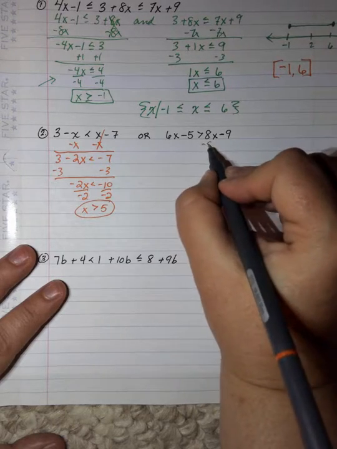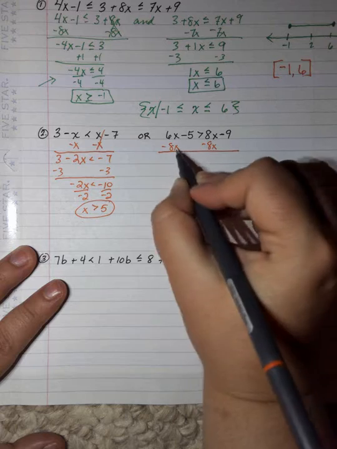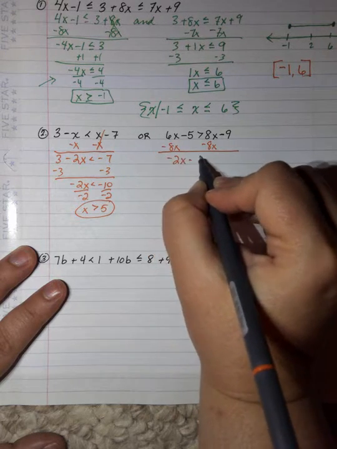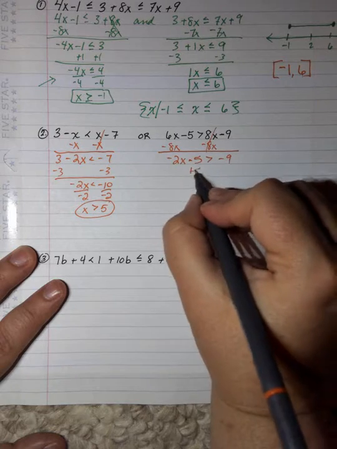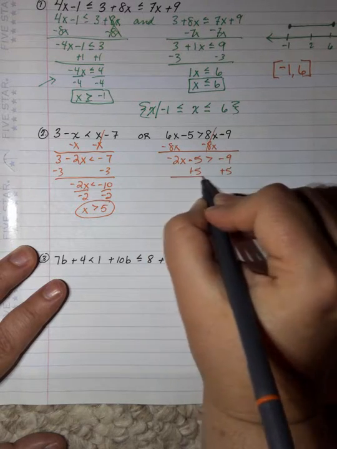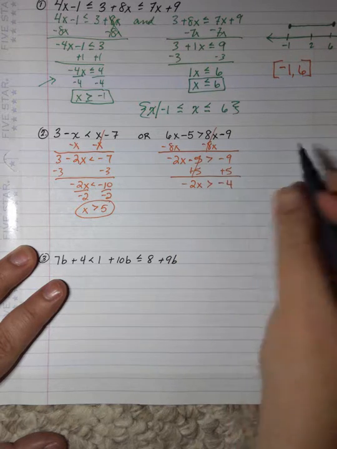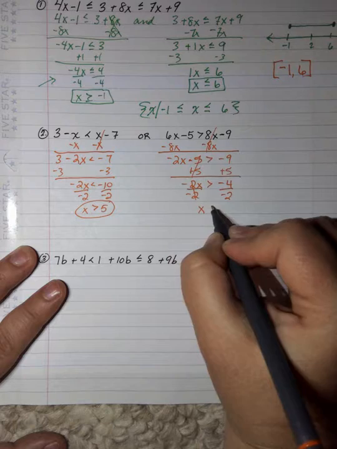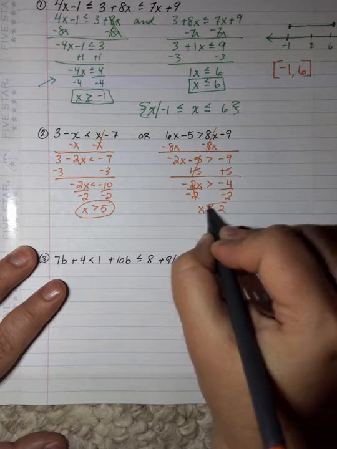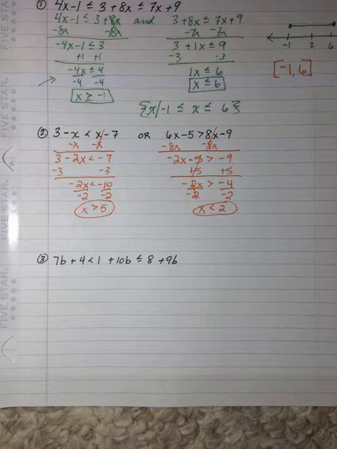Over here, again, subtract your 8x, because you want x's on the left side. You get negative 2x minus 5 greater than negative 9. Add that 5. So you get negative 2x greater than negative 4. Divide by a negative coefficient. So again, flip your sign. Here you go. So we got two answers. We got x is bigger than 5 and x is less than 2.